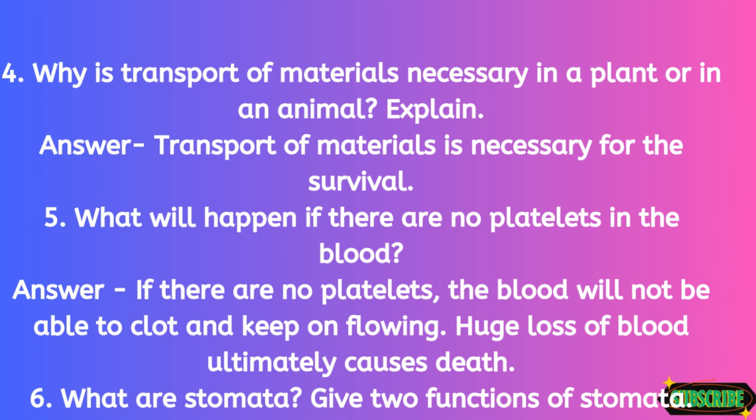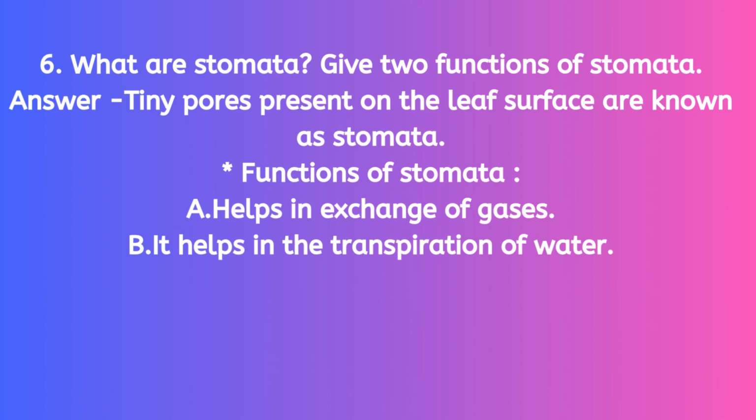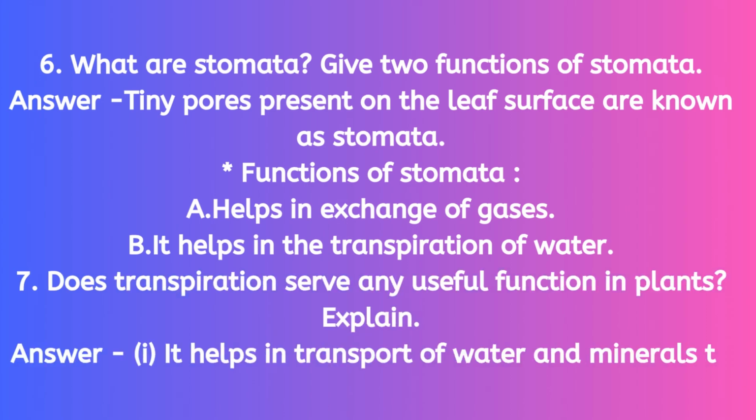4. Why is transport of materials necessary in a plant or in an animal? Explain. Answer. Transport of materials is necessary for the survival. 5. What will happen if there are no platelets in the blood? Answer. If there are no platelets, the blood will not be able to clot and keep on flowing. Huge loss of blood ultimately causes death.